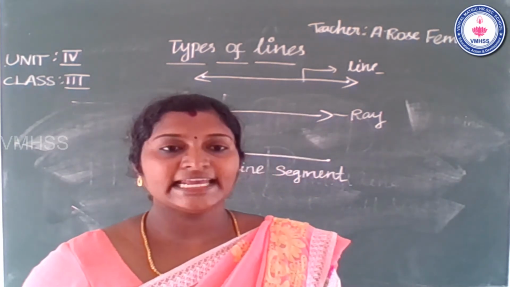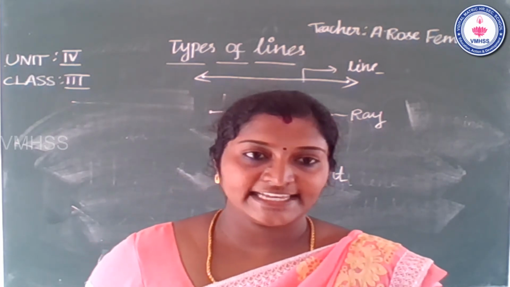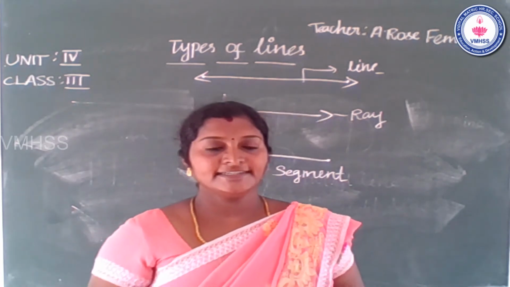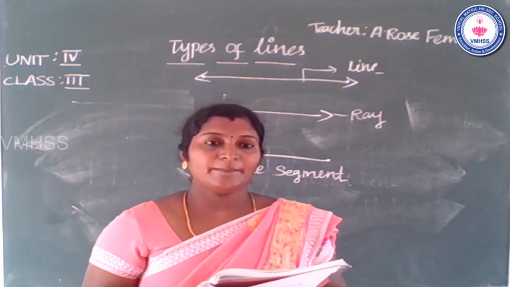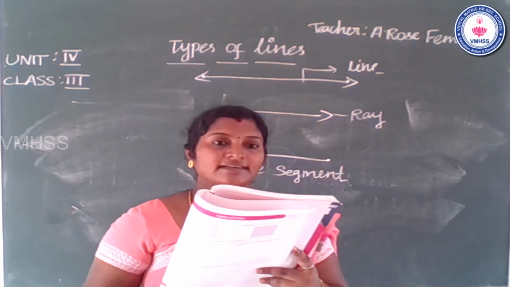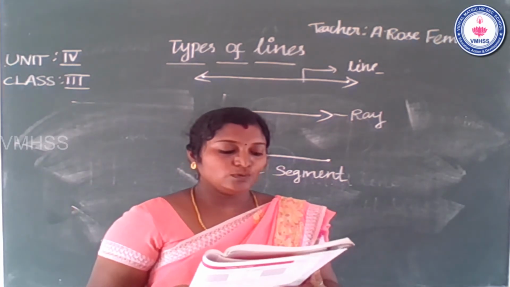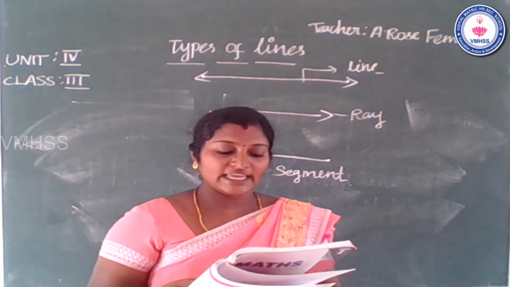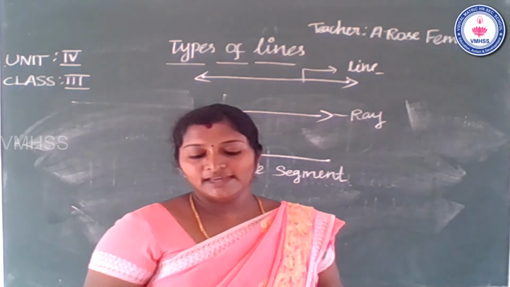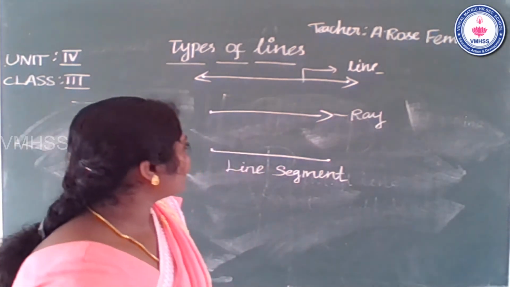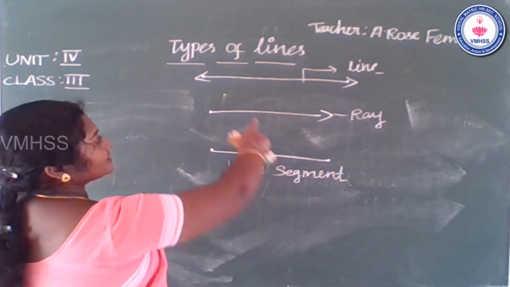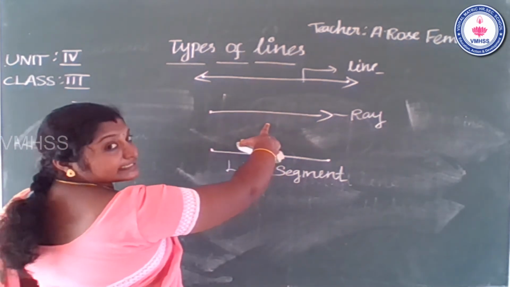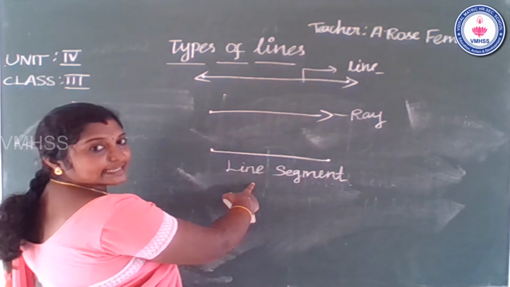Students, please take page number 76. Draw shapes using a dot grid. For example, see the board. Once again, recall: this is the line, this is the ray, and this is the line segment.